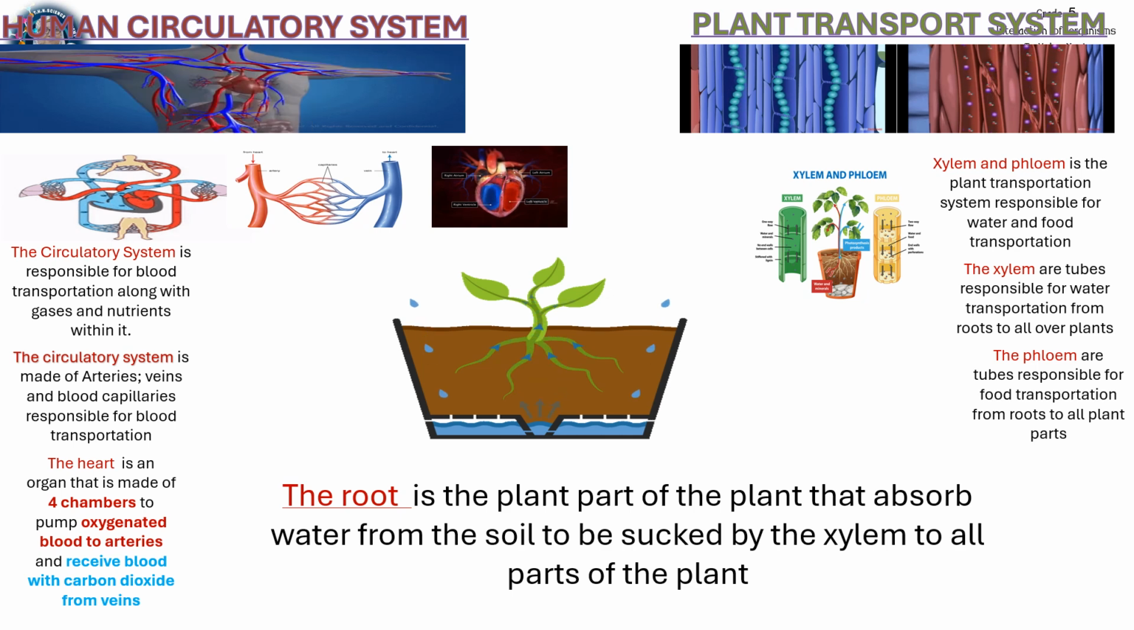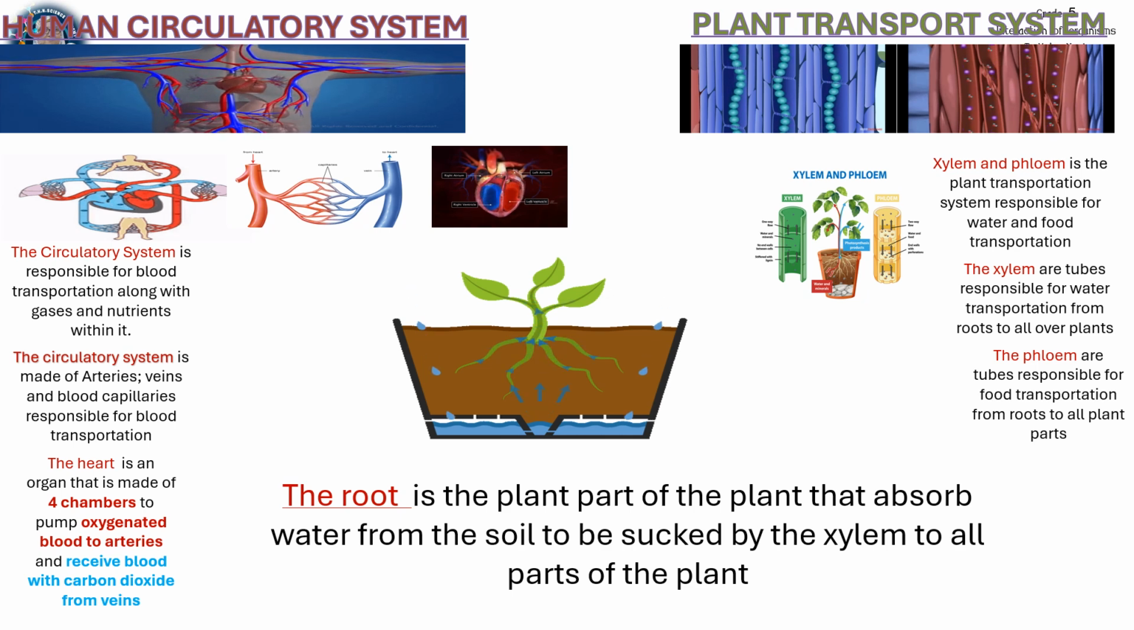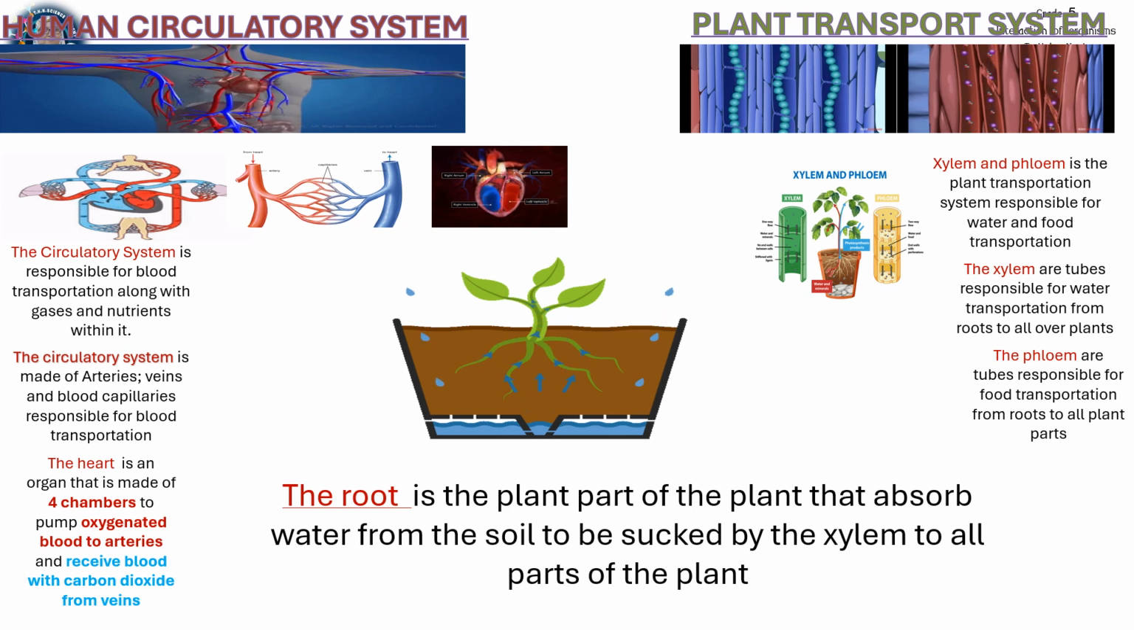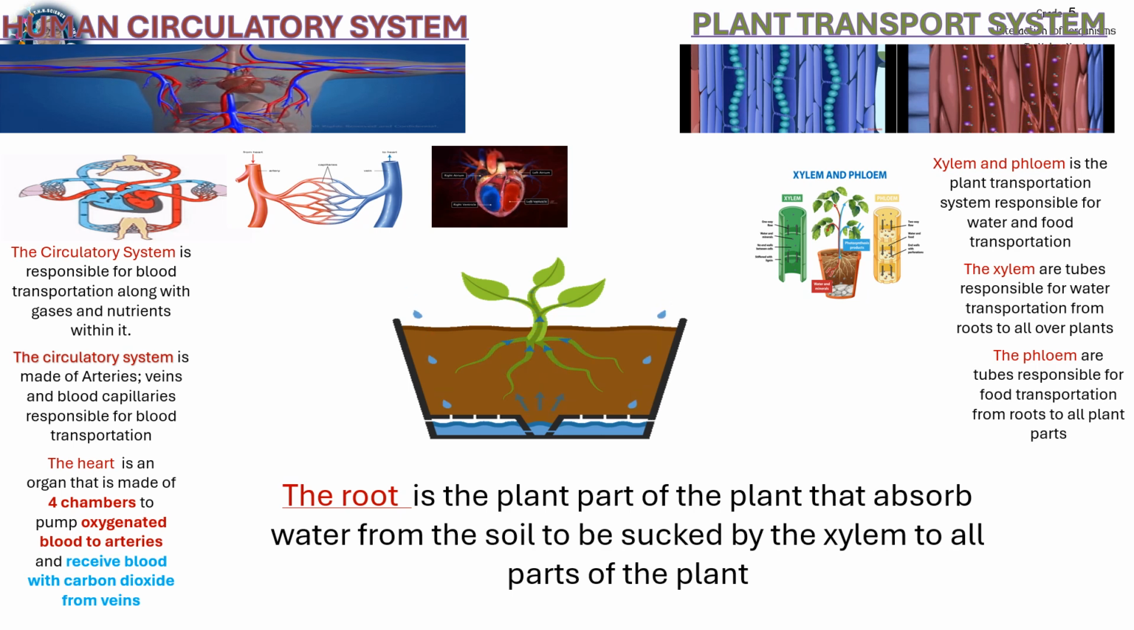Okay. Roots get water to the xylem and receive food from the phloem. Okay, so these are the similarities and differences: how the parts of the plant and human bodies are similar and different. Subhan Allah.